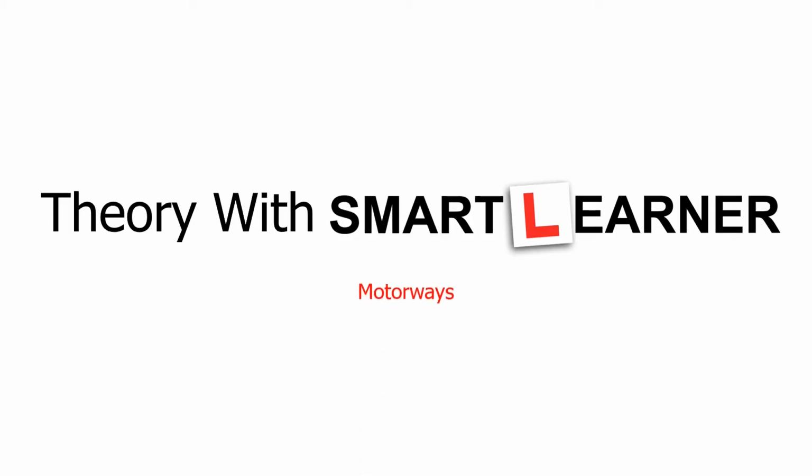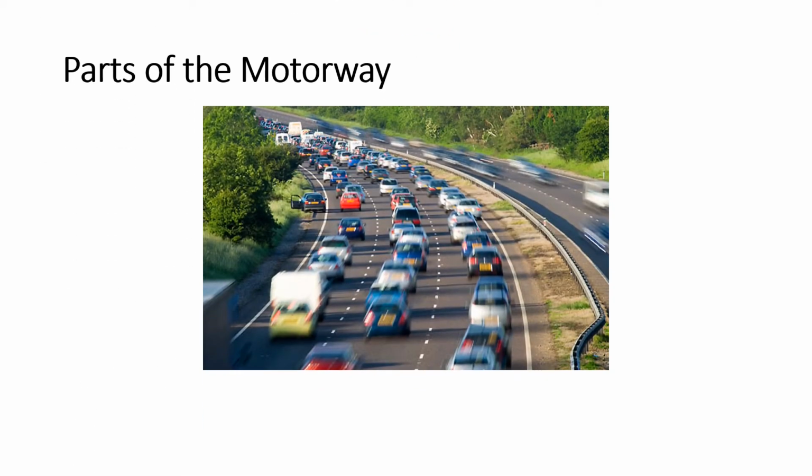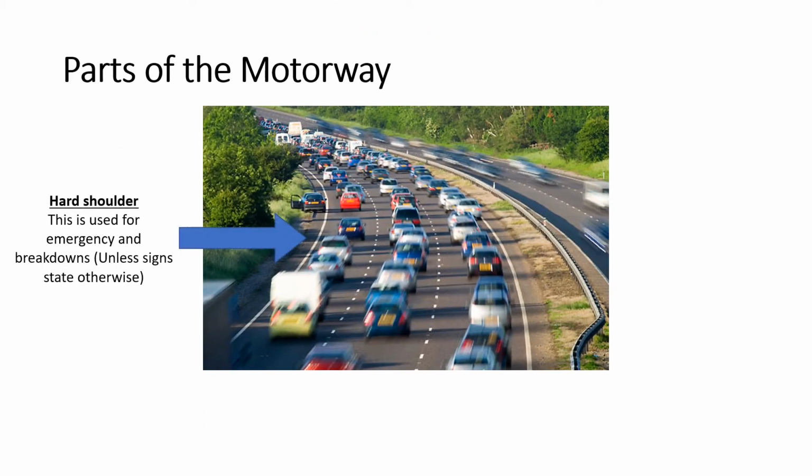In today's session, we're going to be covering motorways. So in this video, we're going to look at the different parts of the motorways. We have the hard shoulder, which is used for emergency and breakdowns unless signs state otherwise. We then have the left lane, which is used for normal driving. This is a lane all cars should use.